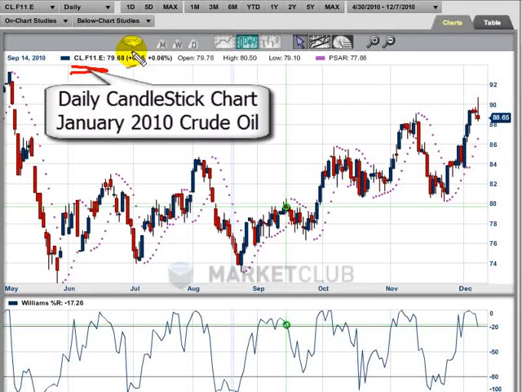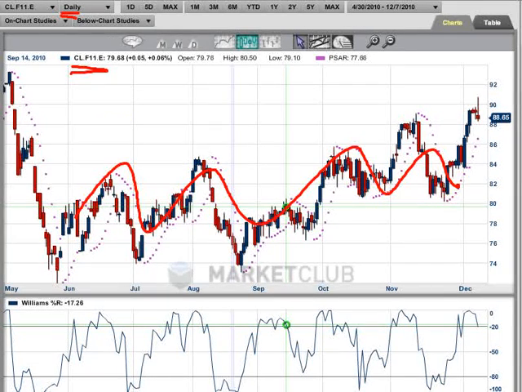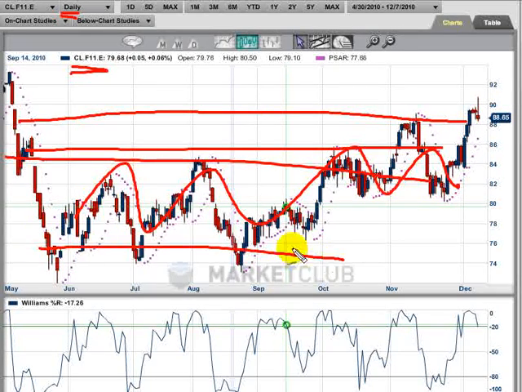So here we are. This is a daily contract. We're using the candlestick charts. You see red means going down, blue means going up. And as you can see, this particular market has been very, very choppy with no real trend. We're pretty much confined to these areas. It gets down here, it's pretty much a buy. Gets up here, it's pretty much a sell.